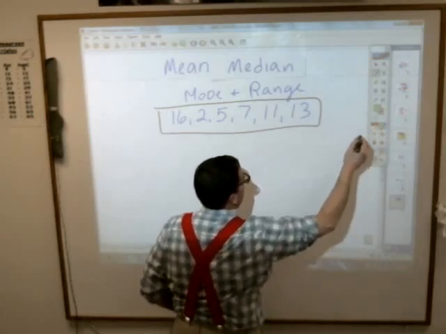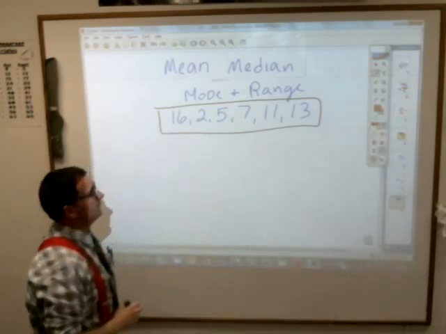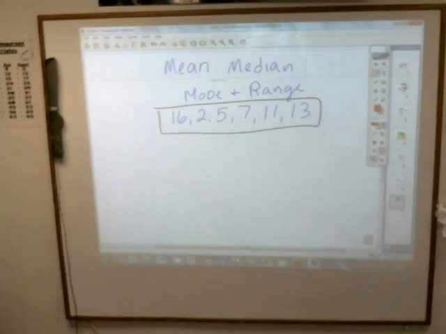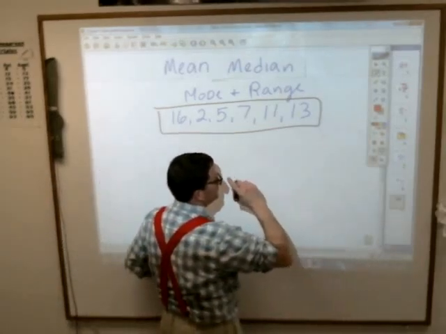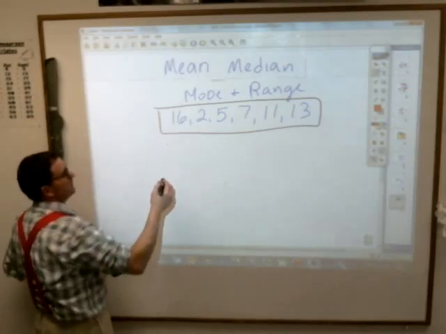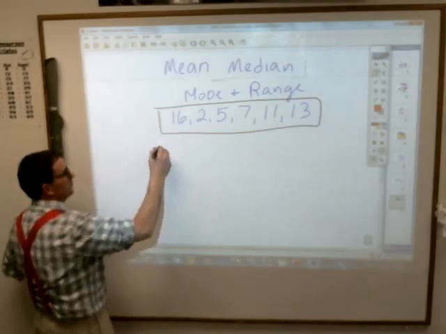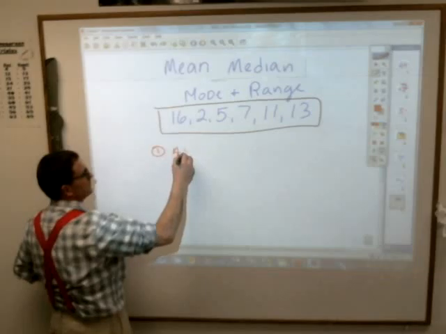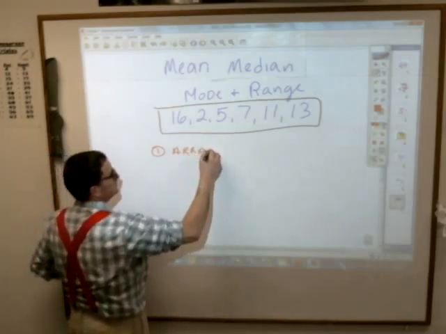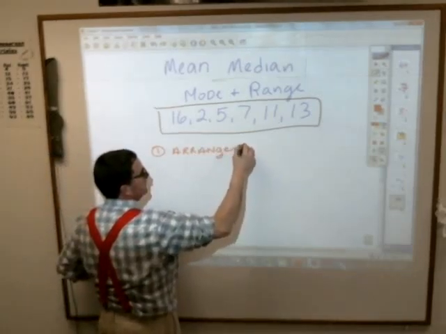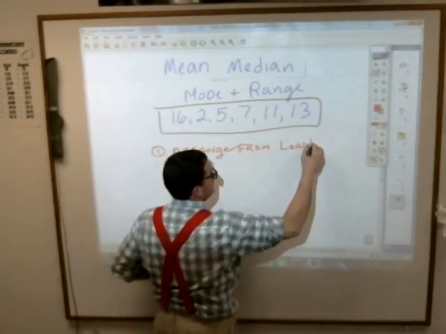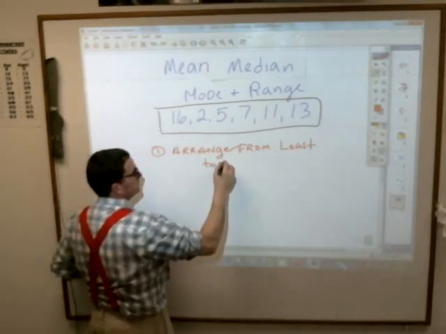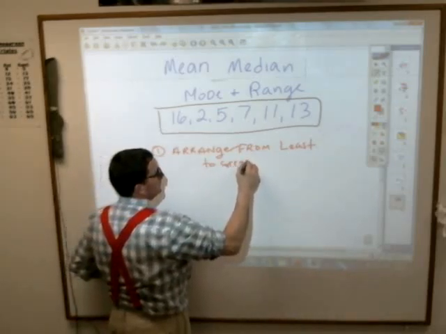Mean, median, mode, and range. All of these deal with taking numbers and organizing them, just putting them in a way that makes some sense to us. And when you're given a bunch of numbers, the first thing, before we even talk about any of this, step number 1, is to arrange them from least to greatest. That is step number 1.